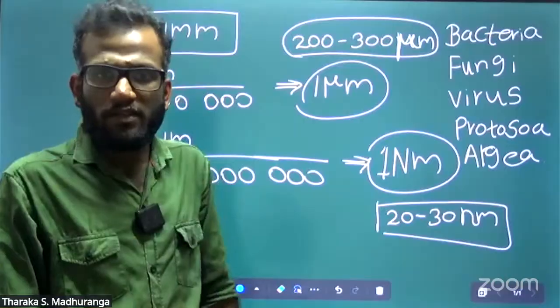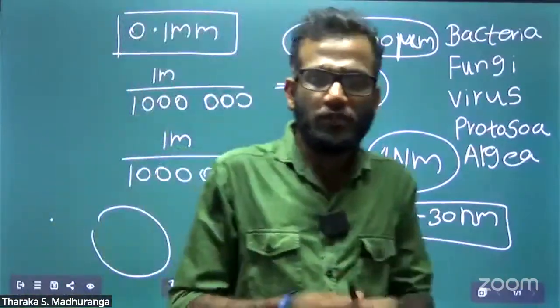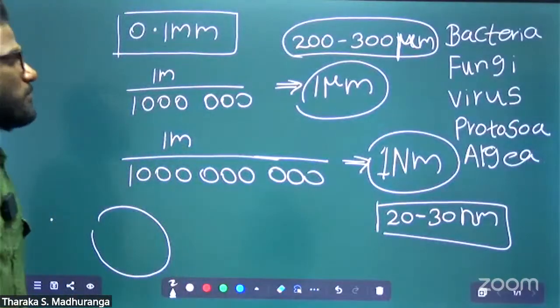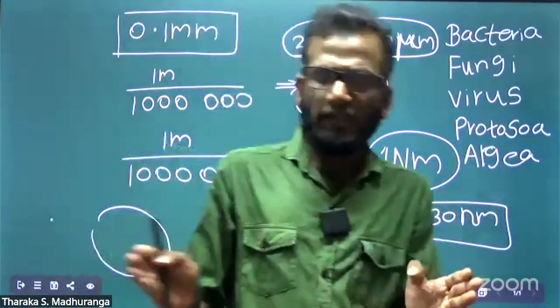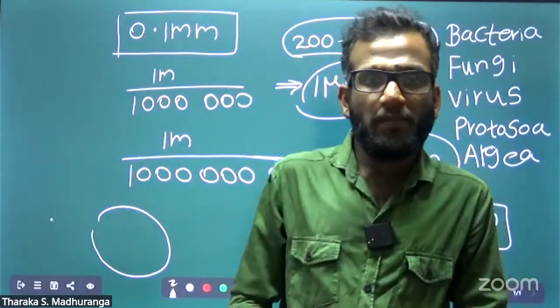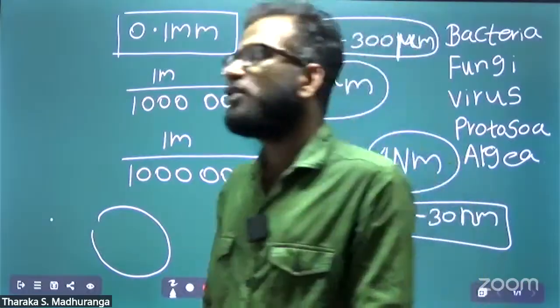There are some that are smaller. The common range, the average value, is 200 to 400. You don't need to remember that size. Size is not asked in the exam. You need to remember all types of microorganisms.